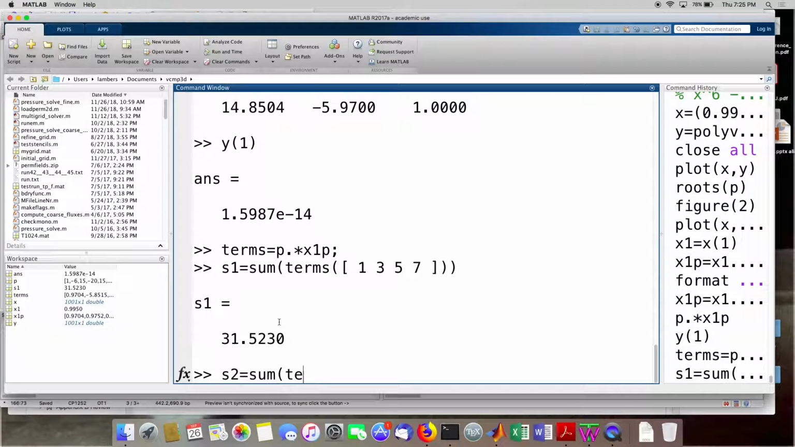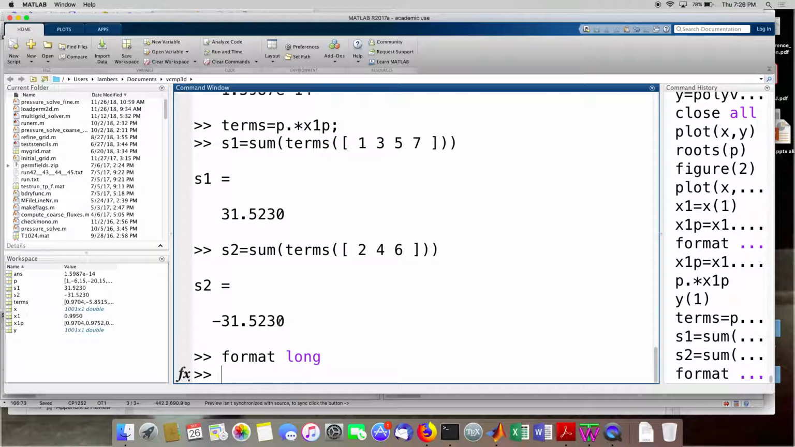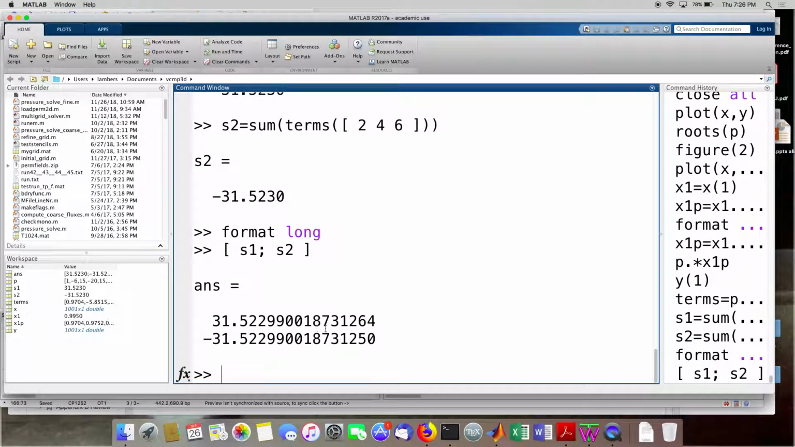Then I add up the negative terms. Elements 2, 4, 6. Wow, those numbers look really similar. Let's take a closer look. I'll make them a column vector so we can see them close to each other. Wow, look how close those numbers are. They only differ in the last digit. So in the first case, x minus 1 raised to the 6th power, I gave away maybe 3 or 4 digits of precision. Here I practically gave them all away. So that is extremely bad cancellation error.